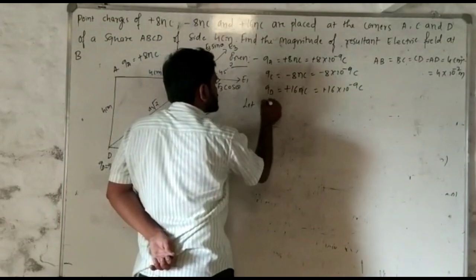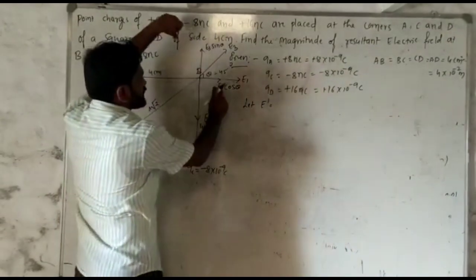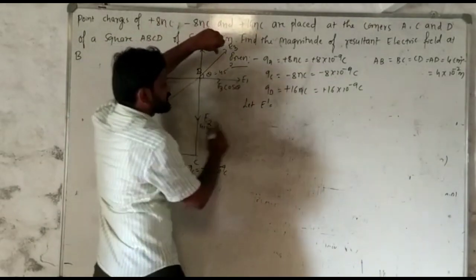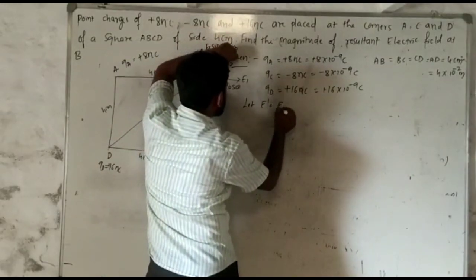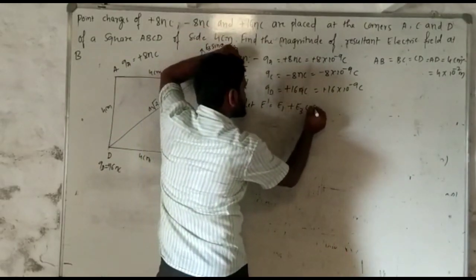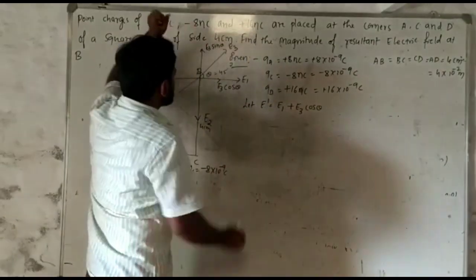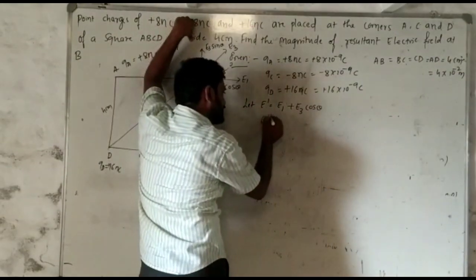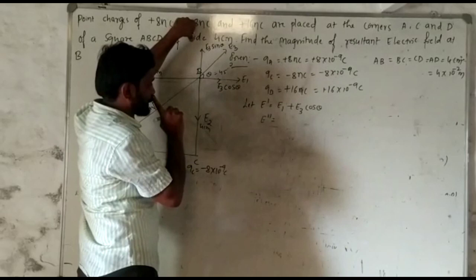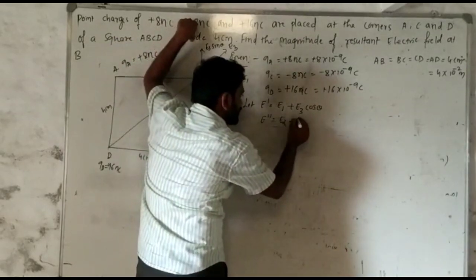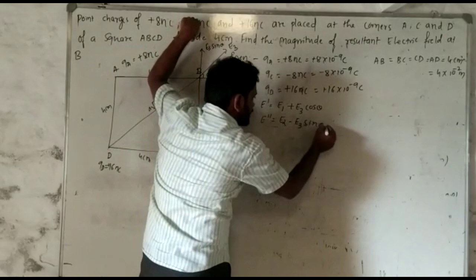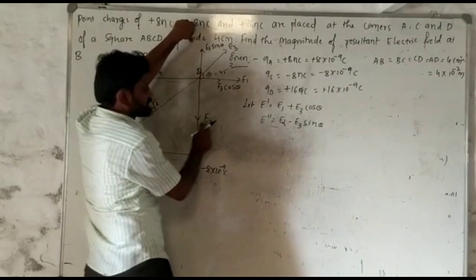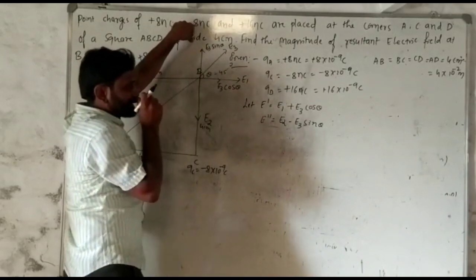Let E dash be the resultant of E3 cos theta and E1. See, E1 and E3 cos theta both are in the same direction. The resultant of those two we can take as E dash is equal to E1 plus E3 cos theta. And the resultant of E3 sin theta and E2 we can take as E double dash. E double dash is equal to E2 minus E3 sin theta, because both are opposite.